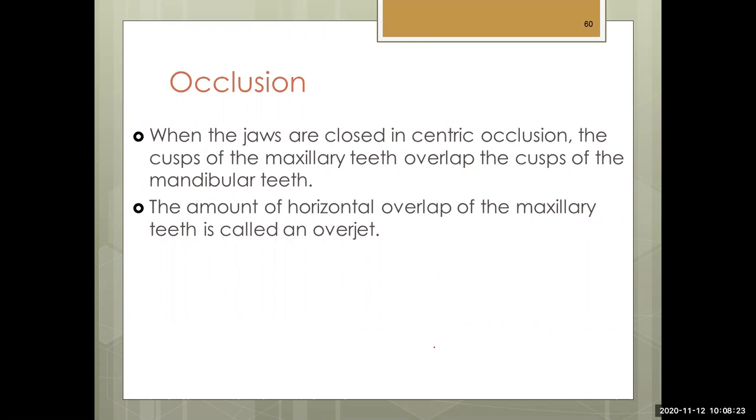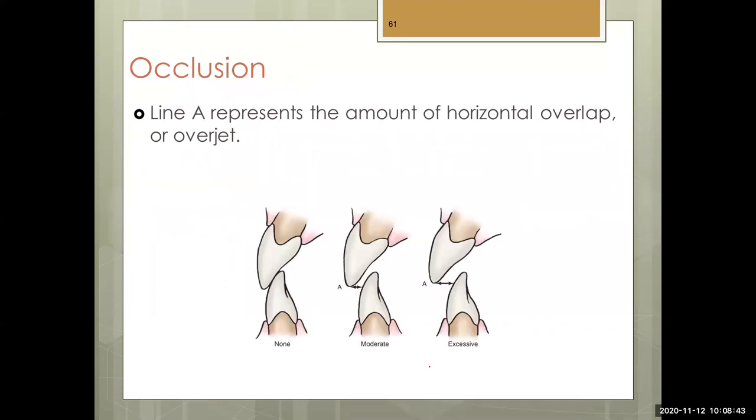When the jaws are closed in centric occlusion, the cusps of the maxillary teeth overlap the cusps of the mandibular teeth. I'm going over this information again because I want this to be more of a visual in your head. The amount of horizontal overlap of the maxilla is called the overjet, and you're measuring with the periodontal probe. So you'll be marking overjet down on your occlusal analysis in millimeters.